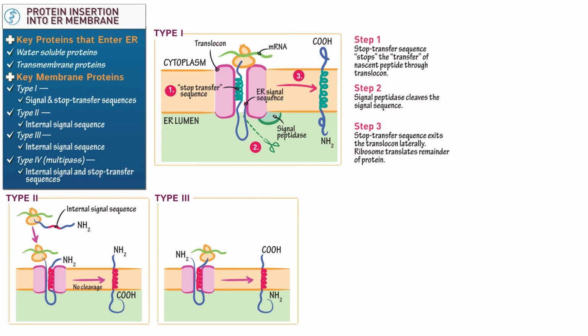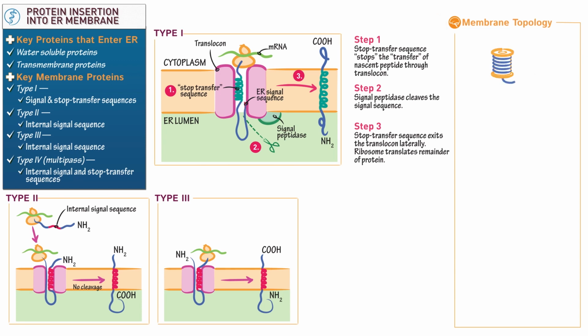Let's use a stitch analogy to clarify this concept and introduce type 4 proteins. Draw a needle tied to a spool of thread in the cytosol. Label the needle internal signal sequence and the needle point N-terminus. Label the spool ribosome. Begin with type 2 insertion. Draw a line to represent a piece of cloth. Imagine the cytosol above it and the ER lumen below it.